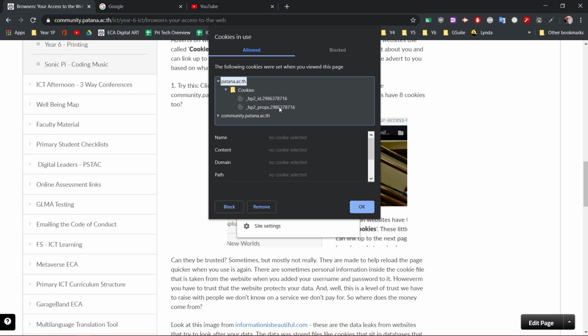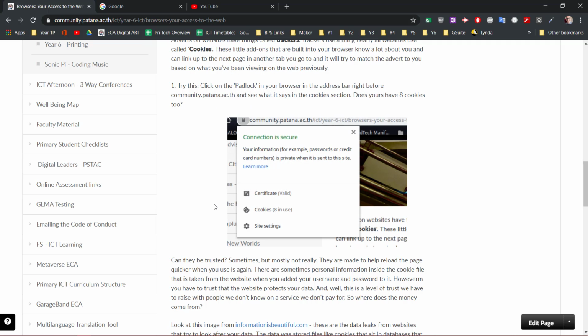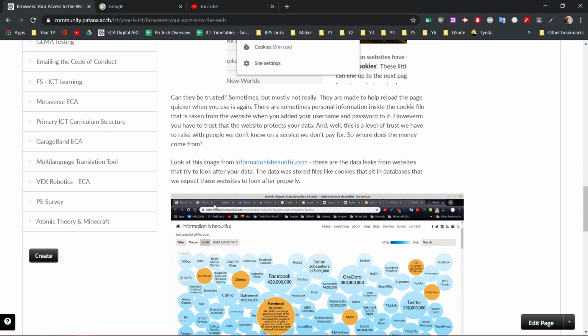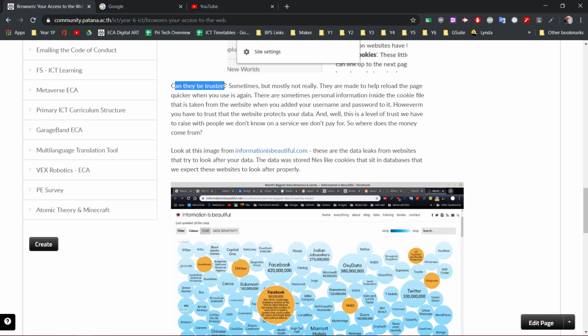We don't know what this means. What is this actually doing? So we have to show some level of trust. I mean, can they be trusted? Sometimes, but mostly not really. They are generally there to help a page reload faster when you come and use it again. But do you really need to save 0.4 of a second in your life? Is your life so busy that half a second means so much to you?